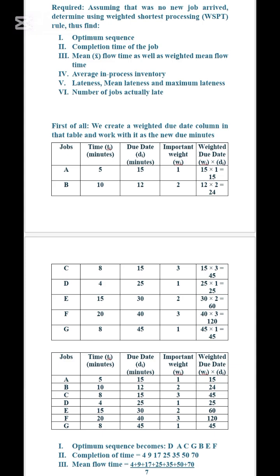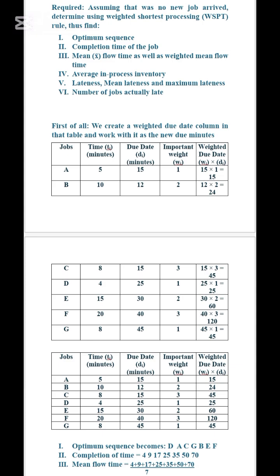Most things do not change, but under WSPT, weighted shortest processing time, you add wi in the question, which is what it was in your past question. So if you add it, you have to multiply the due date with the weight to get the weighted due date, the new one. You multiply them like that, 15 times 1, 12 times 2. You are seeing them in both the due date and important weight columns. That's how we get those figures that were calculated. And then we'll call the table weighted due date.